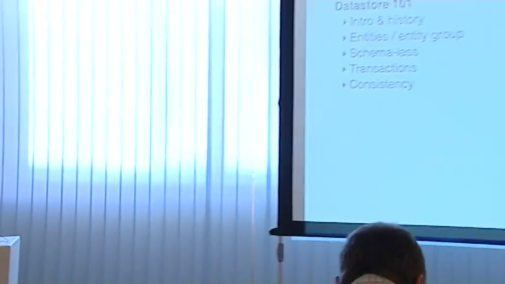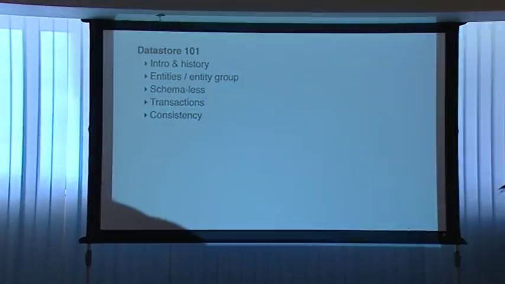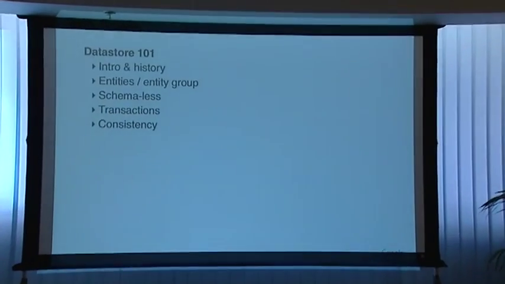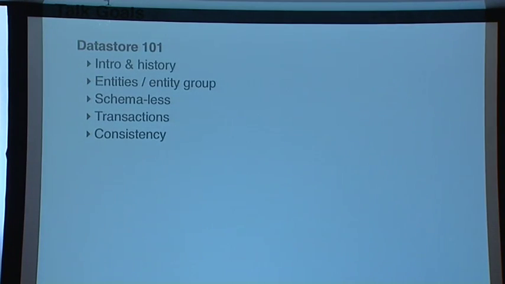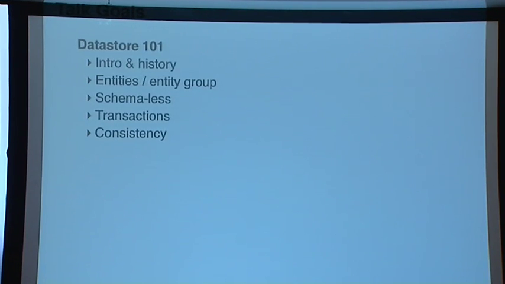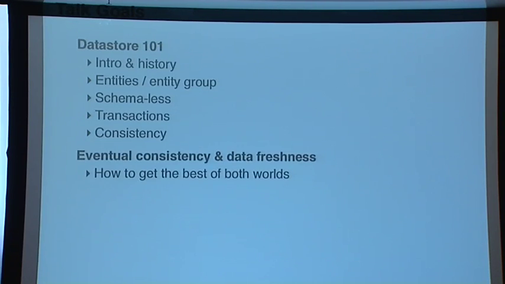So what we're going to talk about, for those of you that aren't that familiar with the data store and how it works, a little bit of history and background into why we created it, how we store data, what are the units that we use, which are entities and entity groups. Talk a little bit about its schema-less and why that is important. Talk about how we do transactions and how we do concurrency to give you some grounding in how the data store works. Then we're going to spend a little time and talk about eventual consistency and data freshness.